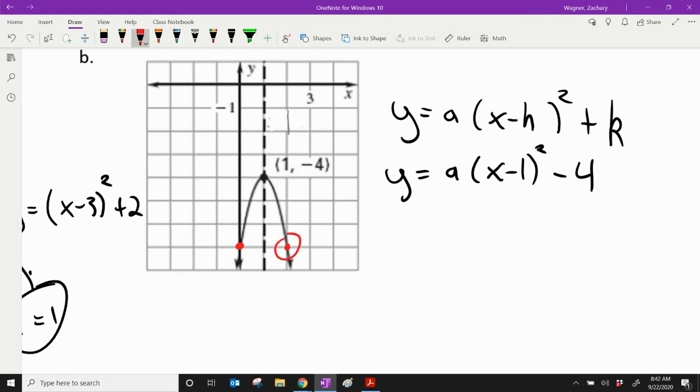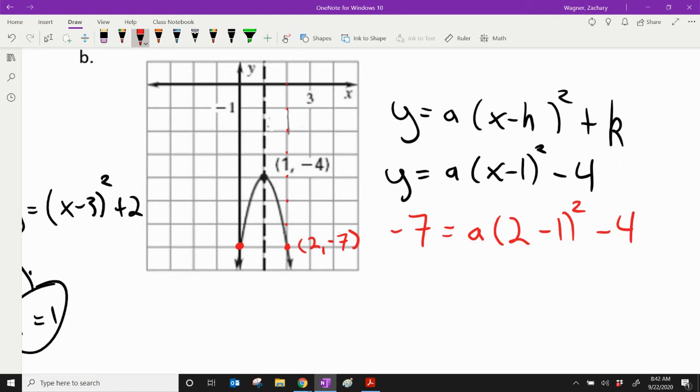If we use this one, for example, it's 2 over, 1, 2, 3, 4, 5, 6, 7. This point is 2, -7. We're going to take that 2, plug it in there. Take that -7, plug it in there. You could have also used the other, but I'm going to stick with 2, -7. And then we solve. -7 goes in for y. a goes here. 2 minus 1 squared minus 4.